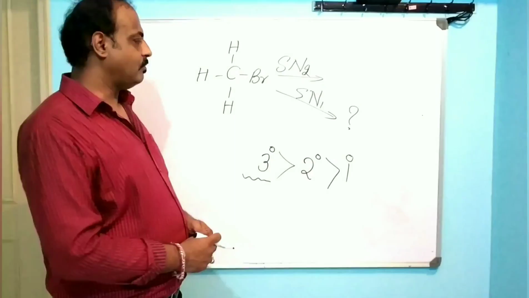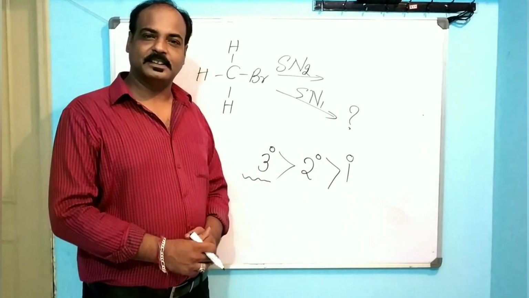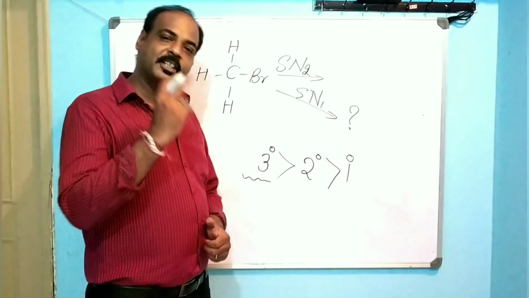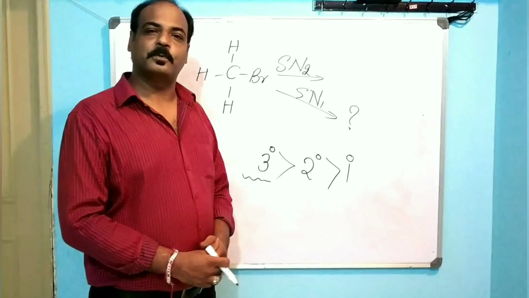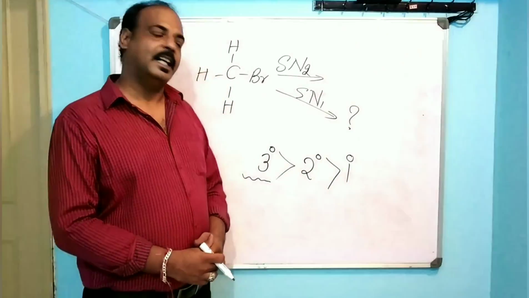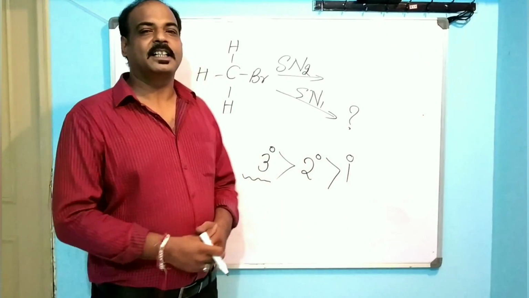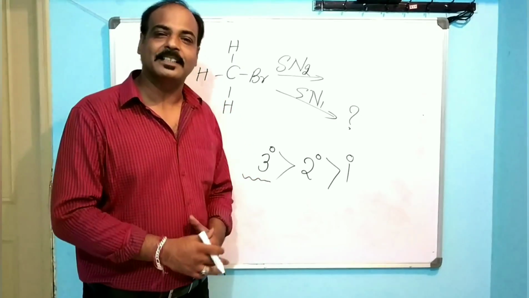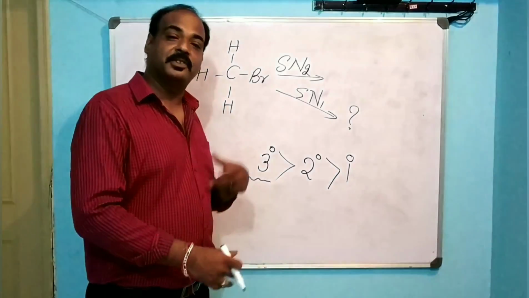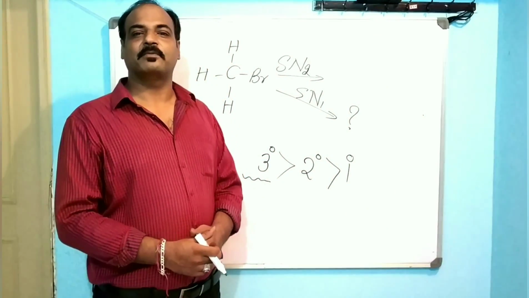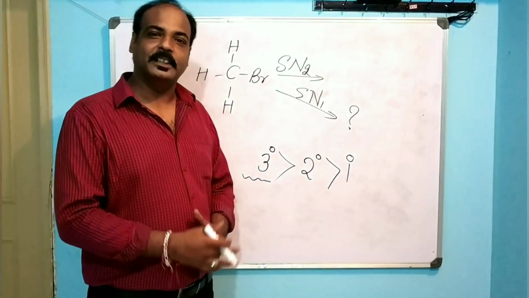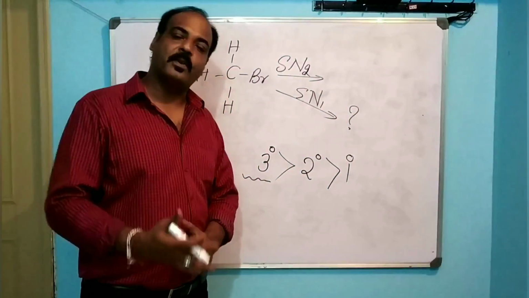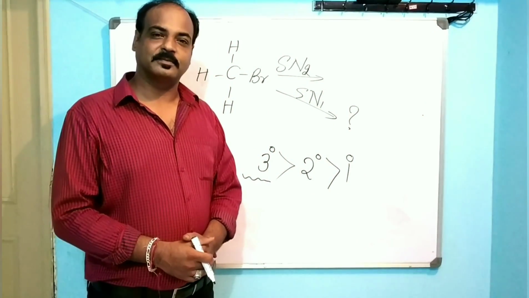This is the question. When you find the answer, you will know the actual concept of why tertiary alkyl halides undergo the SN1 mechanism and primary alkyl halides undergo the SN2 mechanism. And primary will not follow the SN1 mechanism. Why? Tertiary will not follow the SN2 mechanism. Why? That you have to learn.